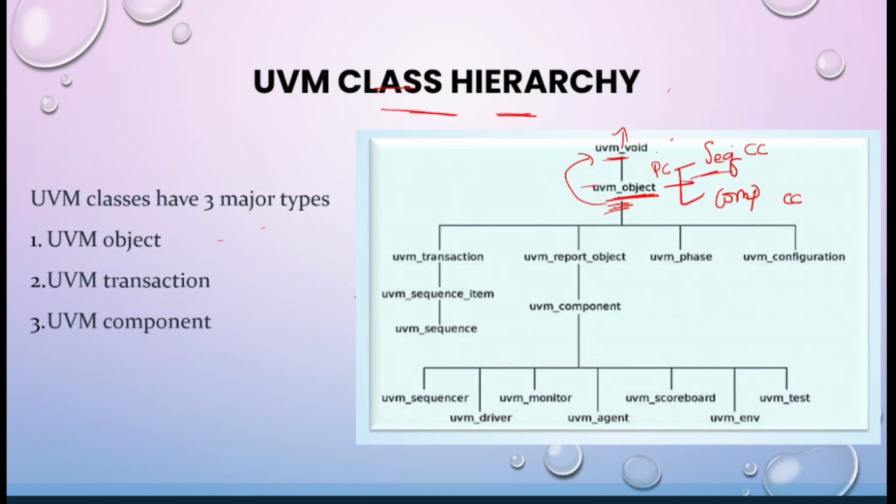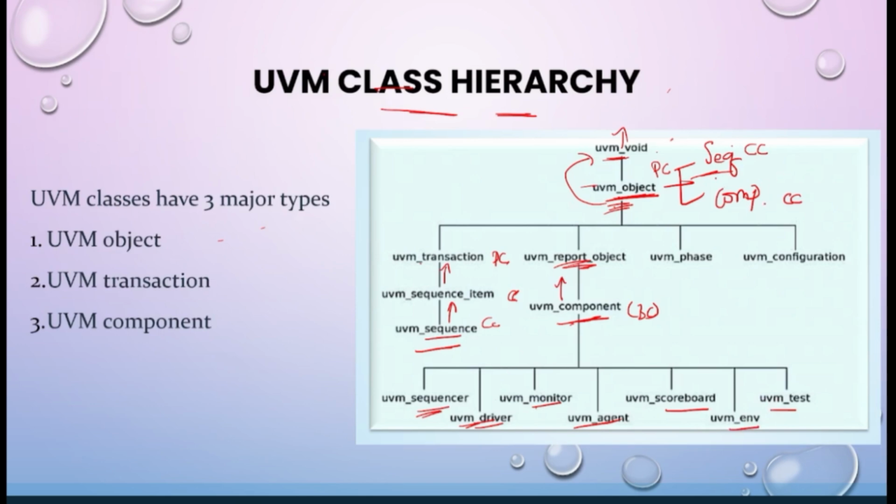Okay, within sequence, you have sequence derived from UVM sequence item, which is again derived from UVM transaction. So here UVM transaction is the parent class, and UVM sequence item is the child class, right? And then UVM component is the base class, which is derived from UVM report object, right? Again, within UVM component, you have various components like UVM sequencer, UVM driver, UVM monitor, UVM agent, UVM scoreboard, UVM environment, and UVM test. So basically, this is the hierarchy.